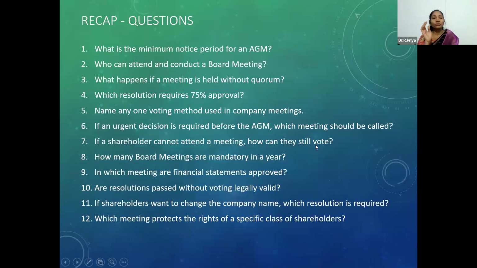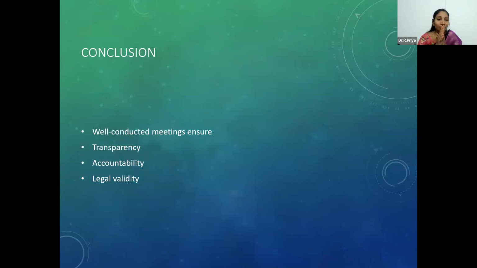Then finally, one second, finally we go for the conclusions. Well conducted company meetings are the foundation of effective corporate governance. When the meeting is properly convened, conducted and documented in accordance with law, they ensure, first one is transparency.